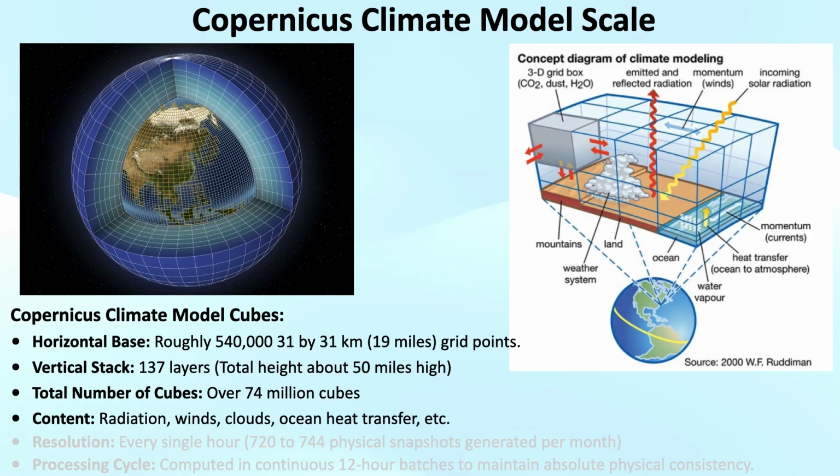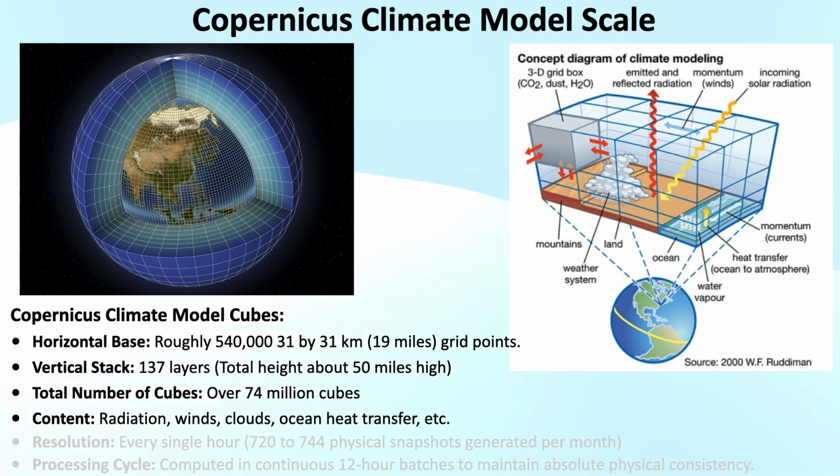Now let's put this all together. Okay, so basically if you take a look at the image of the cube here, we have 540,000 roughly 31 by 31 kilometer cubes. For the vertical cubes of those heights, we have 137 layers and it goes up to 50 miles. But what that means is the total number of cubes is basically over 74 million cubes.